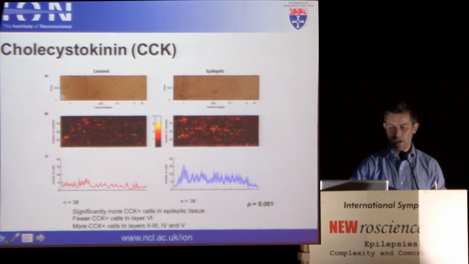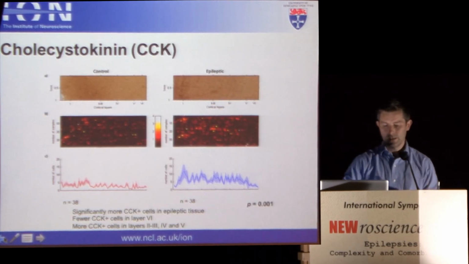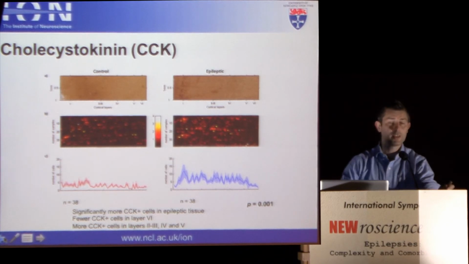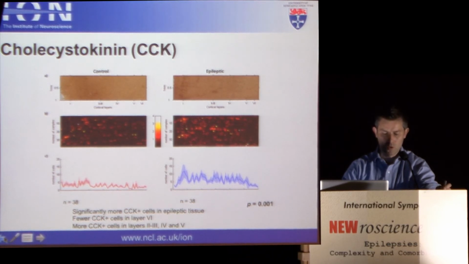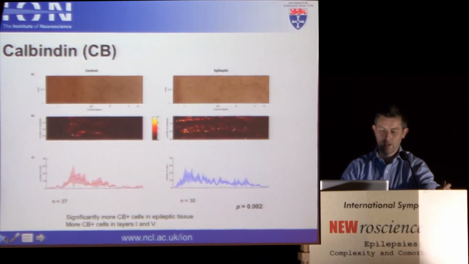We've looked at CCK, and interestingly, there seem to be significantly more CCK-positive cells in epileptic tissue, fewer perhaps in layer 6, but more in the superficial layers and also in layers 4 and 5.